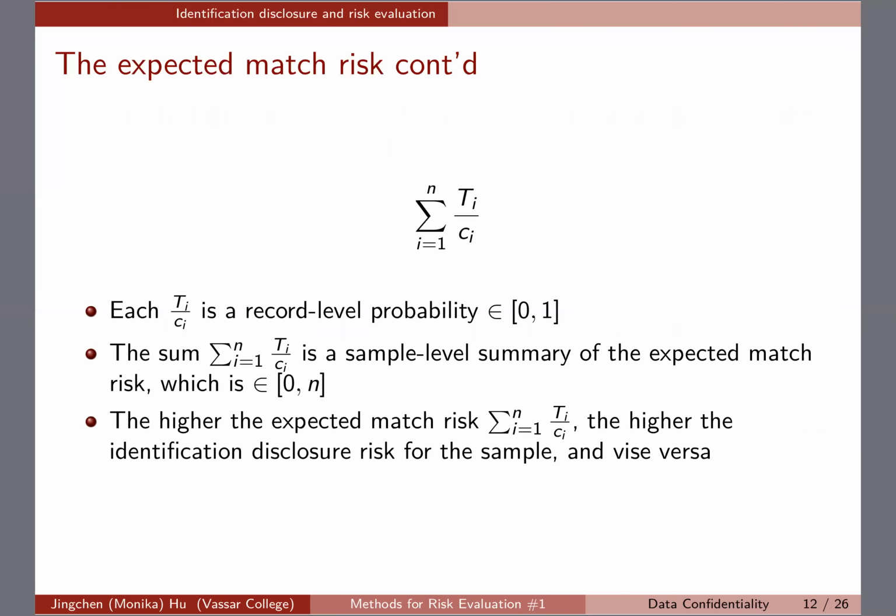Yeah. So in that case, each TI over CI is the record-level probability between 0 and 1. When you sum them up, you can think of it as a sample-level summary of the expected risk for the entire file. Overall, the higher the expected match risk, the higher the risk for the file itself, and vice versa. That's what we should take away about expected match risk.